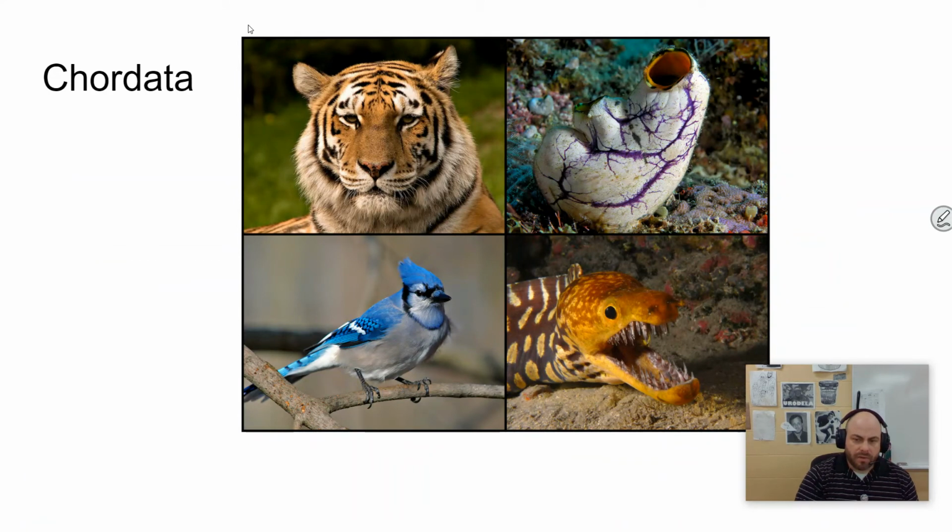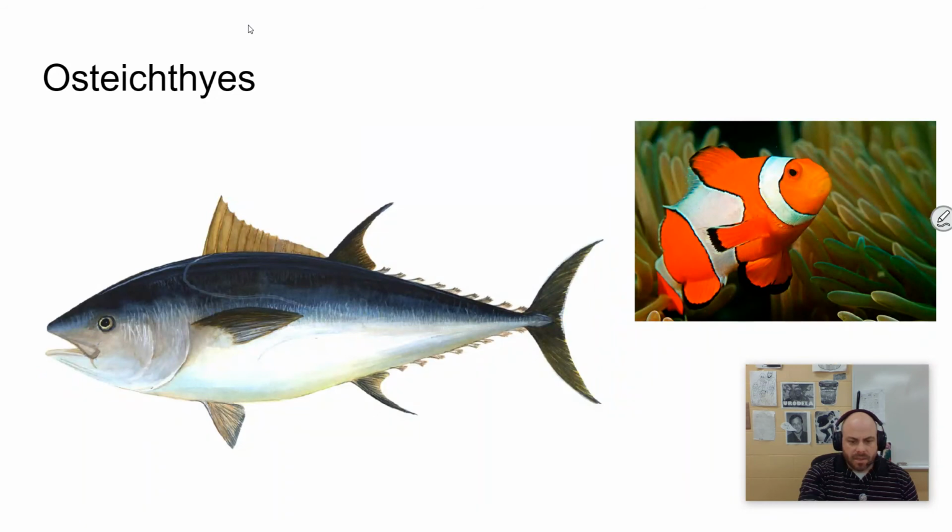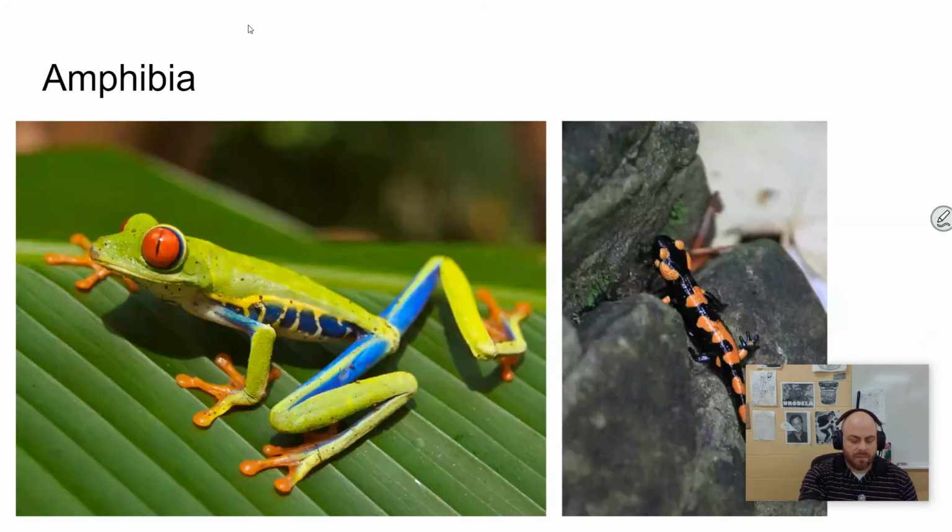And then we'll look at chordates. And so chordates are everything from the elusive sea cucumber there in the upper right to tigers to whatever that fish is, to bluebirds, to all the things. So chordates are mostly vertebrates, and we'll get into that. So Chondrichthyes, this is cartilaginous fish, or what we normally call sharks, but there's other groups of cartilaginous fish like skates and rays. Osteichthyes, these are bony fish. Most people, when you think of a fish, this is what you think of.